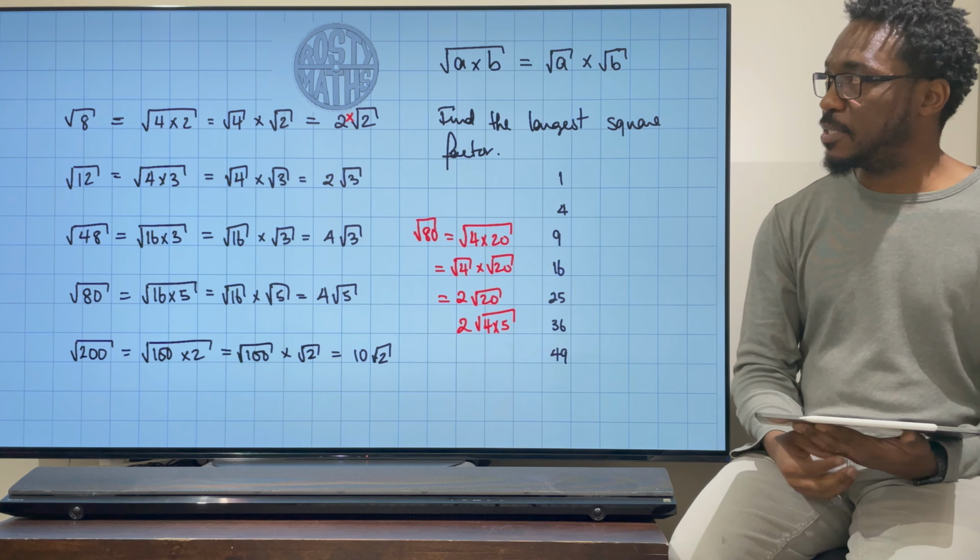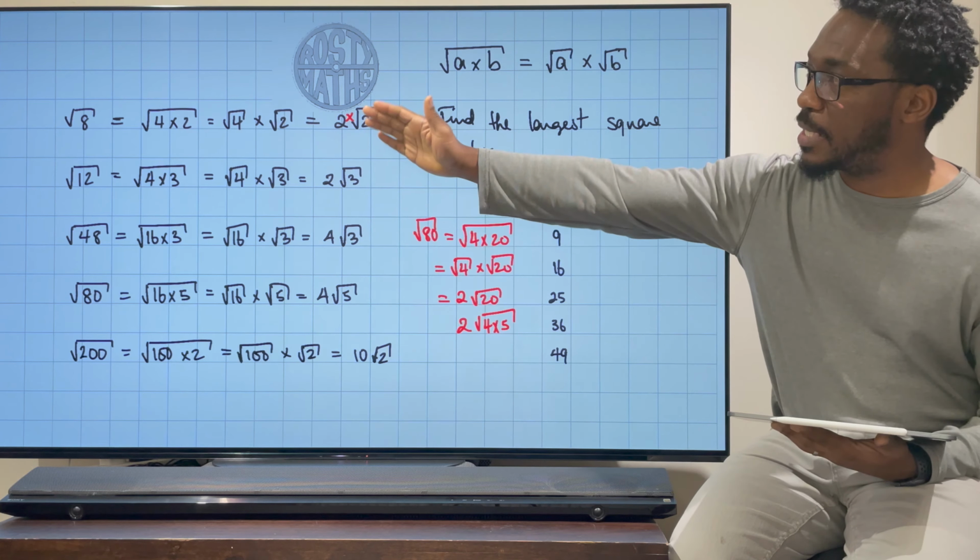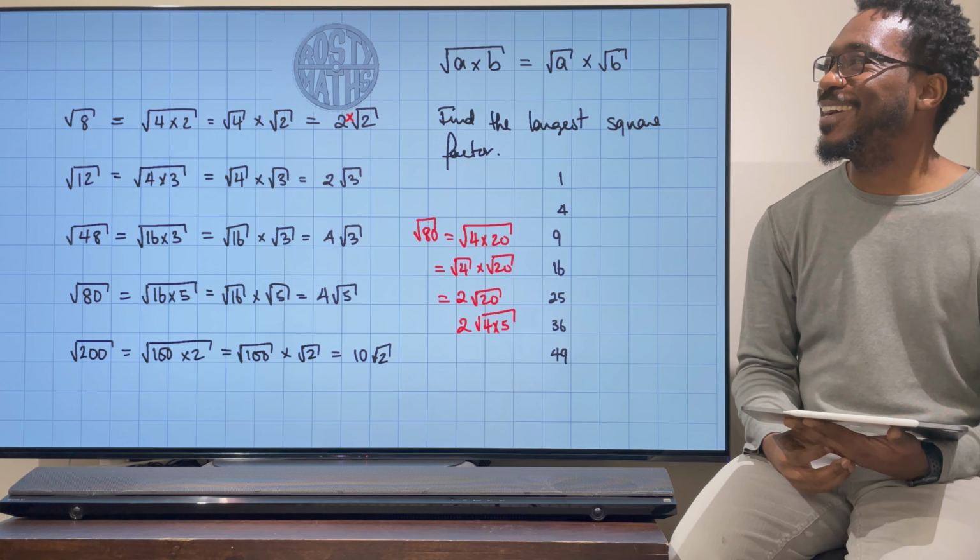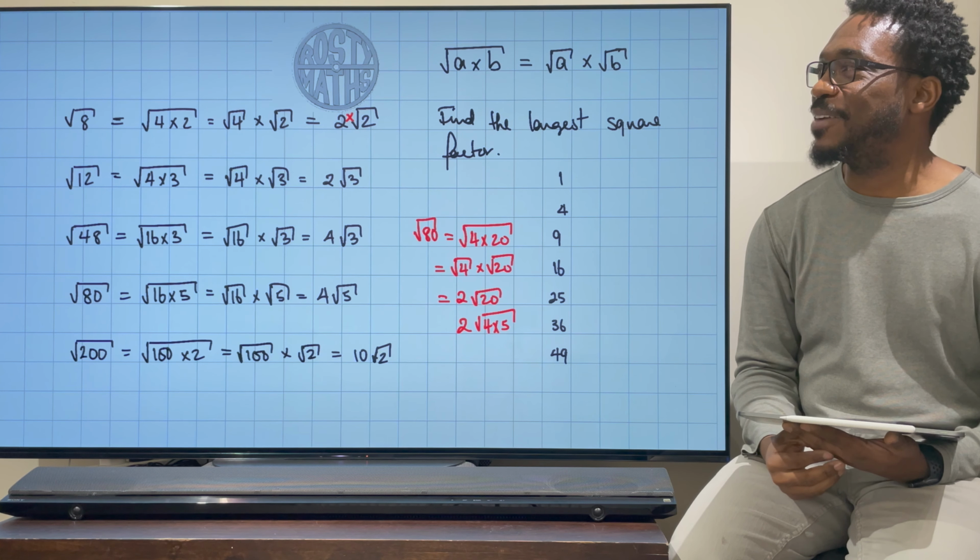So this has been powers and roots. We just ran, sorry, oh gosh, we're gonna have to cut that bit out.